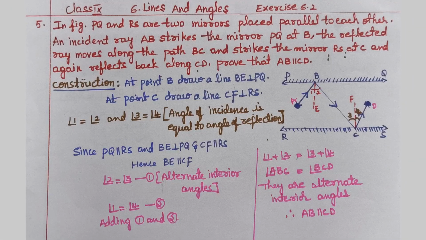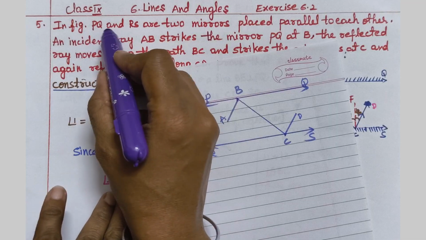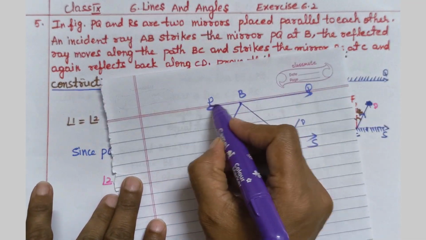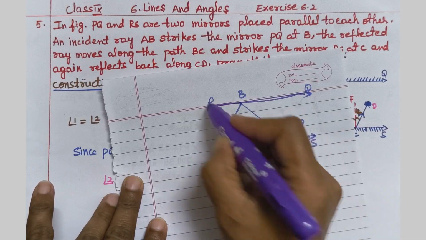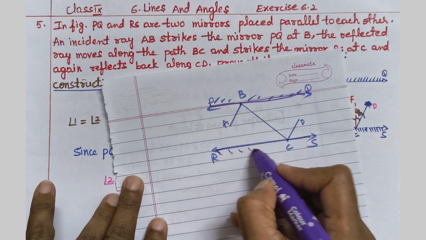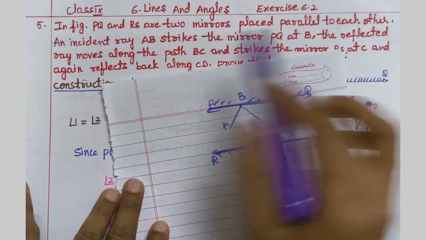Now, fifth question. See beta. In the figure, try to understand. In the figure, PQ and RS are two mirrors placed parallel to each other. Both are mirrors. They are parallel to each other.